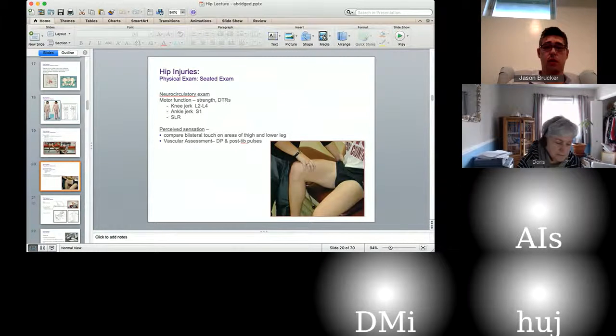Exam should also include neurologic exam and vascular exam. So checking for reflexes, sensation.